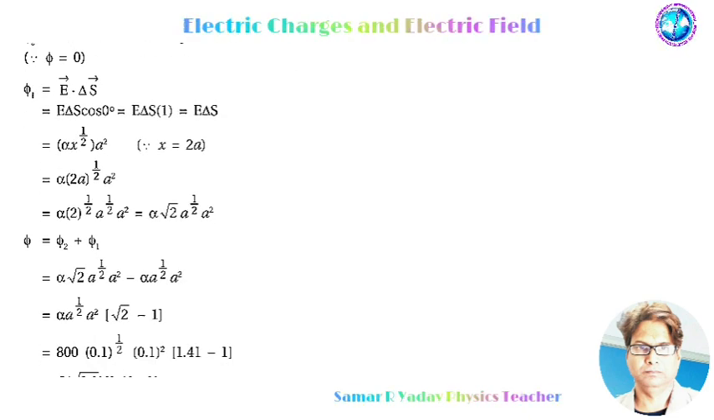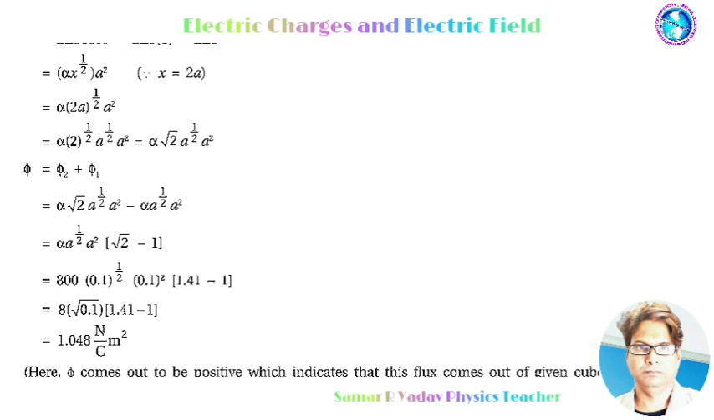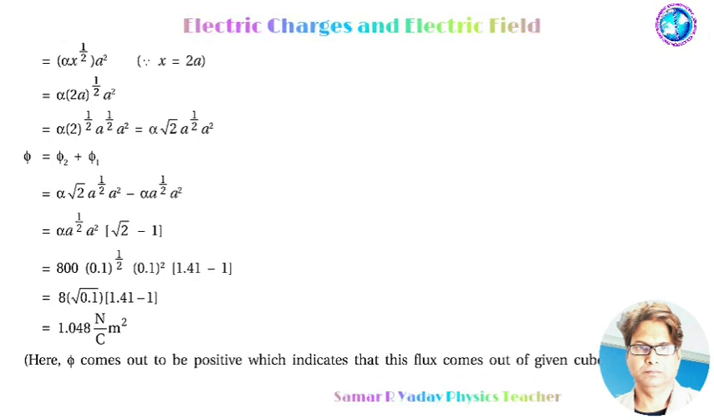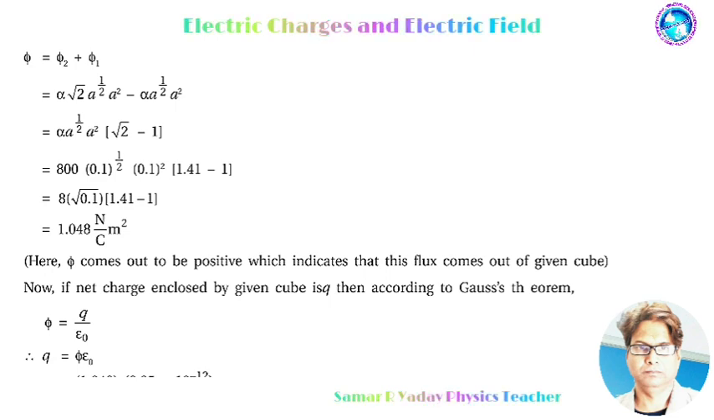Phi is equal to phi 1 plus phi 2, which is equal to alpha root 2 a raised to 1/2 a squared minus alpha a raised to 1/2 into a squared, which is equal to alpha a raised to 1/2 a squared (root 2 minus 1), which is equal to 800 (0.1 raised to 1/2) into (0.1) whole squared (1.41 minus 1), which is equal to 8 (under root 0.1) (1.41 minus 1), which is equal to 1.048 Newton per Coulomb meter squared.